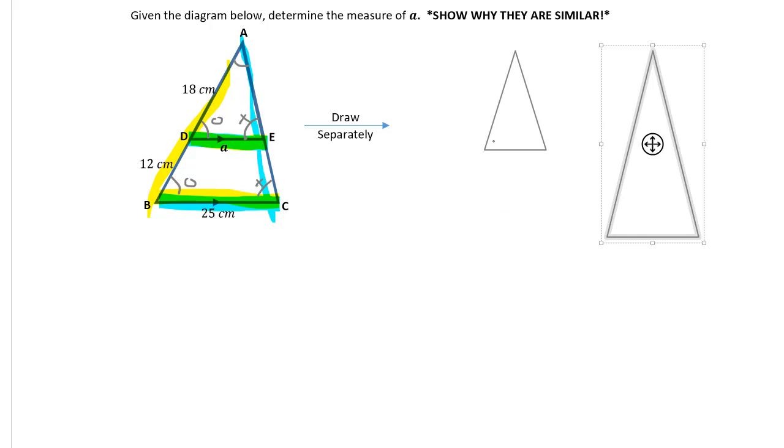But we know that this angle right here, from our properties of parallel lines, is going to be equal to this angle right here. We also know that this angle right here is going to be equal to this angle right here, properties of parallel lines. And we also know that this angle up here is common to both of the triangles. So because these two triangles have all the same angles, then these two triangles have to be similar.